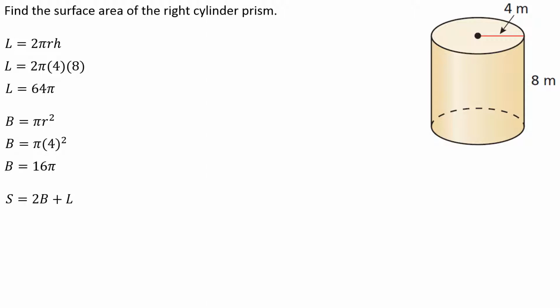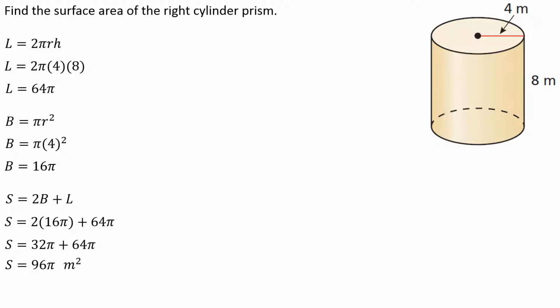The surface area is going to be 2 times the base plus the lateral area. So 2 times the base, well, 2 times 16 is 32. Then I got to add the lateral area. 32 plus 64 is 96. And of course I need a label. If we're working in meters, the surface area will be square meters.